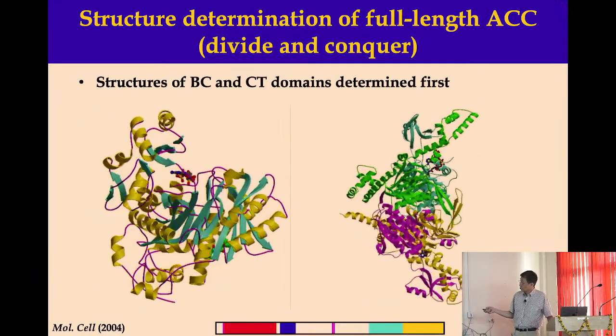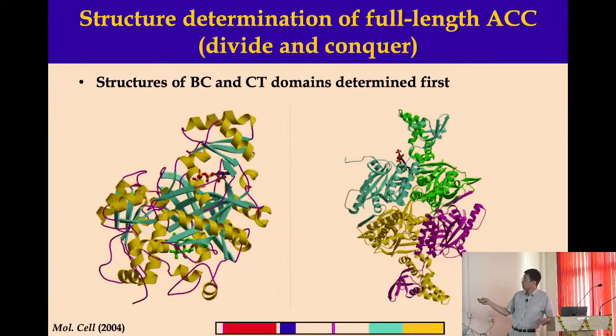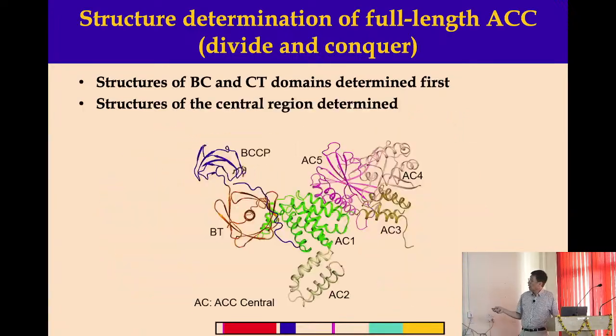So how the process happened: we determined the BC and CT first, I showed you. And then my postdoc finally determined the structure of the central region, the no man's land. That's the structure right here. So we have a BT, this piece right here, BCCP in blue. And the entire central region, the white part, we found out has 5 domains. We call them ACC central domain 1, 2, 3, 4, and 5. So that part has 5 domains.